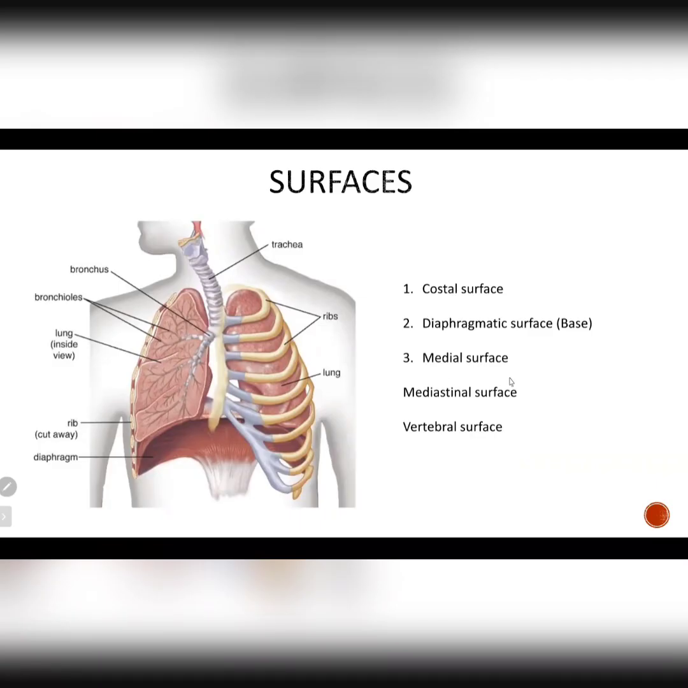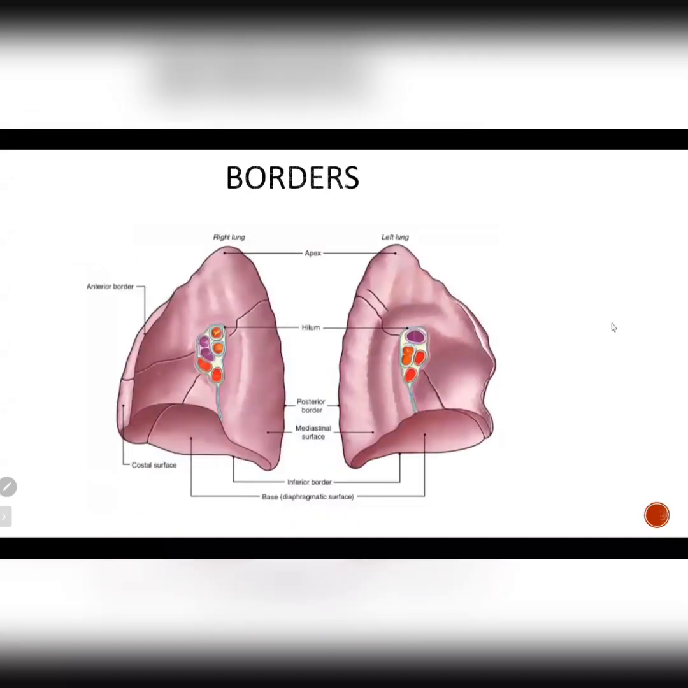The medial surface largely has the mediastinal surface, whereas at the posterior most part of the medial surface of the lung, the vertebral bodies of the spine are also related. So the lung on the medial surface also has a small area called the vertebral surface. These are the surfaces of the lung. So this is the view of the lung from the medial aspect.